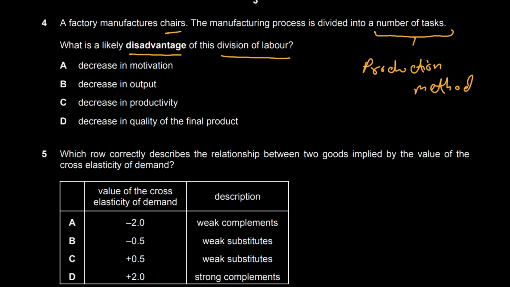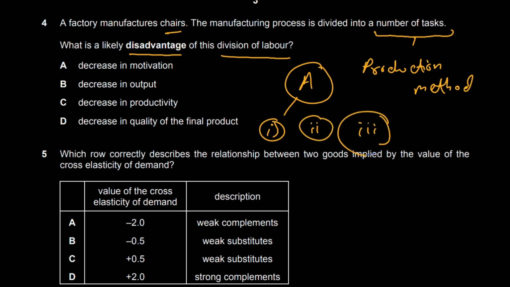Okay, so if you look at division of labor, basically division of labor is when we divide one task. For example, this is a task A. We divide it into smaller tasks, okay, and then we assign a separate group of workers for each of these sub tasks in order to complete this main task A. Okay, so A states a decrease in motivation.